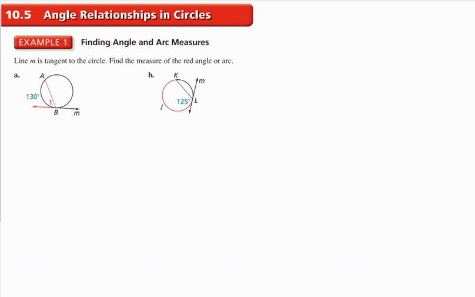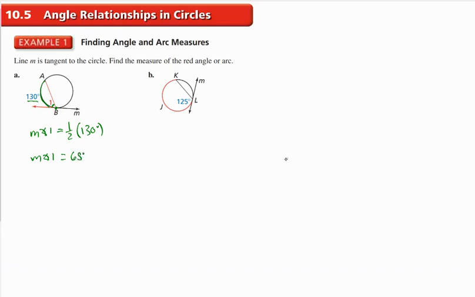From there, we can apply this and see that angle B is on the circle. So angle 1 has 1/2 the measure of the arc that it intercepts. That arc is 130. So we can say that the measure of angle 1 is equal to 1/2 of 130 degrees. The measure of angle 1 is 65 degrees.